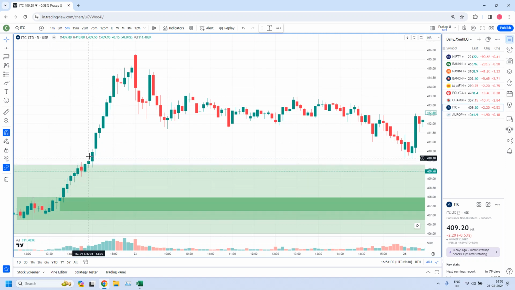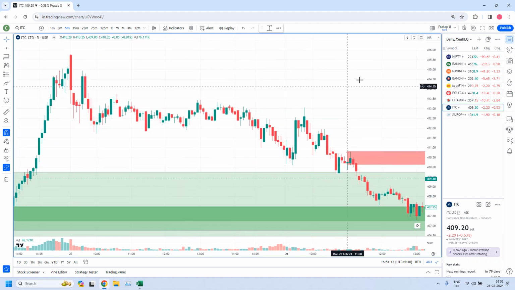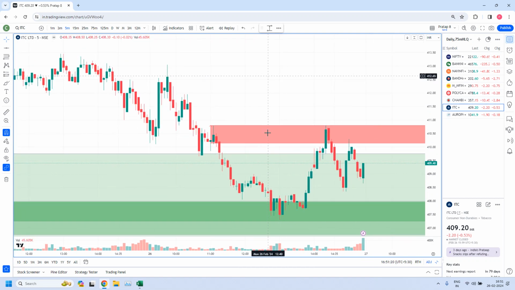After that, see the move. It's a very big move from this zone. And moreover, it is a fresh zone. Prices haven't entered into this area. And today, the prices entered into this zone and reached this zone. Prices went more deep inside, but it is not stopped out.